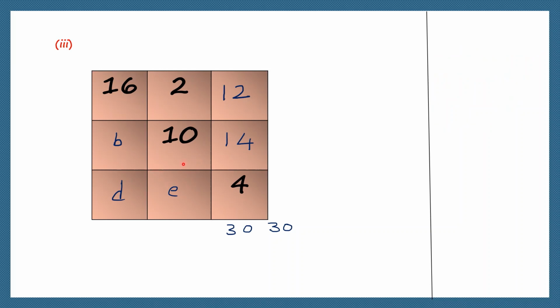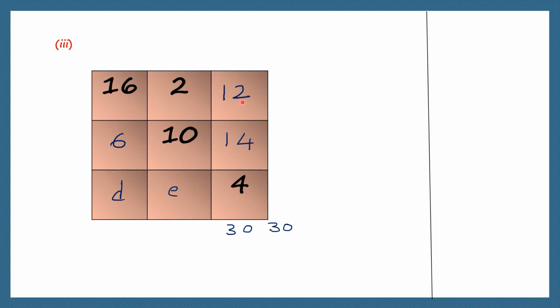How do we find the value of B? B plus 10 plus 14 should be equal to 30. So let's do that. B plus 10 plus 14 should be equal to 30. So 10 plus 14 is 24. 24 should be equal to 30. So to find the value of B, we say 30 minus 24. So 30 minus 24 is 6. So we have got the value of B. B is equal to 6.